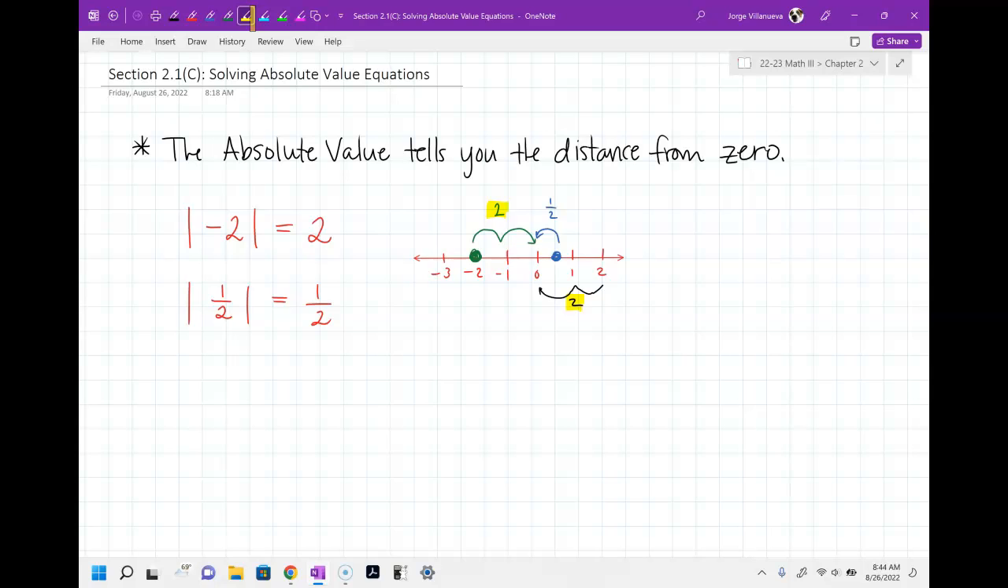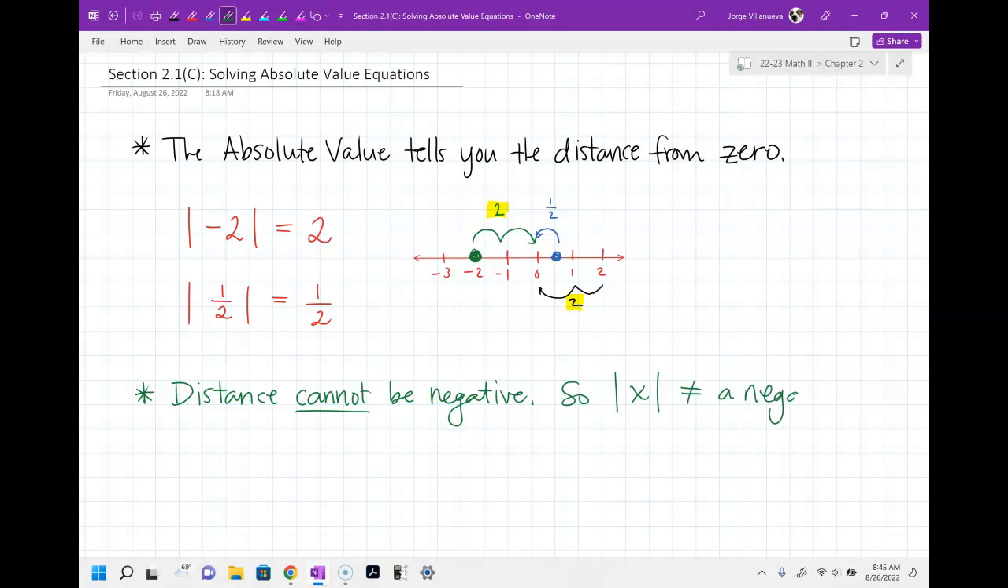Now remember, I'm going to write this down one more time here. I know I said it. Distance cannot be negative. So, the absolute value of a number cannot equal a negative number.